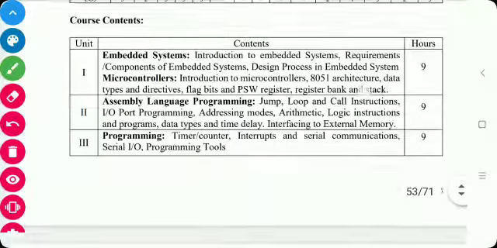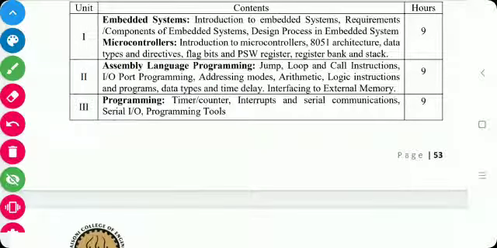Now we will discuss the syllabus. The first unit consists of embedded systems as well as microcontrollers. Embedded systems: introduction to embedded systems, requirements and components of embedded systems, design process in embedded systems. The second part is microcontrollers: introduction to microcontrollers, the 8051 microcontroller, architecture of 8051, data types and directives, flag bits, PSW register, register bank and stack.